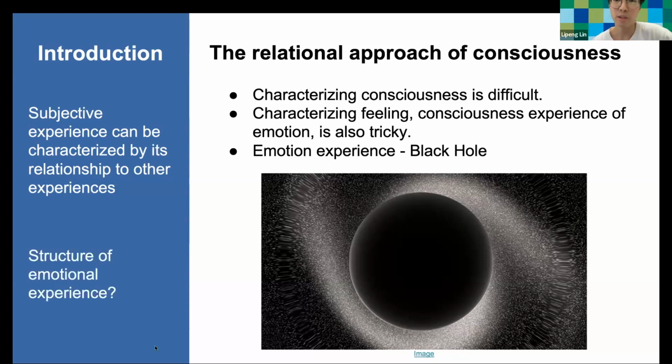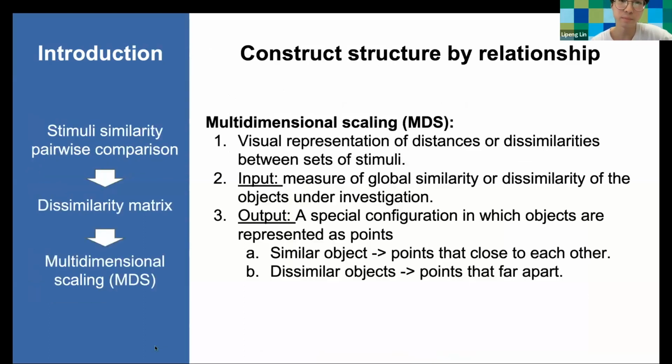But how can we construct the structure of experience from this relational similarity data? The answer is we can use multidimensional scaling to get the vector embedding and regard it as the structure of experience. Multidimensional scaling is a visual representation of distance or similarity between a set of stimuli. It allows us to infer the dimensional information from similarity data.